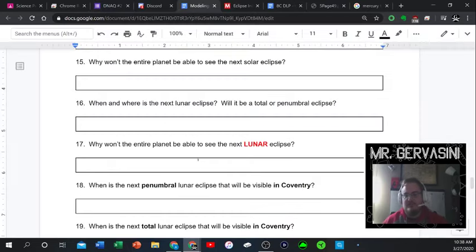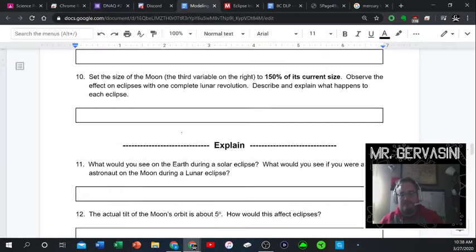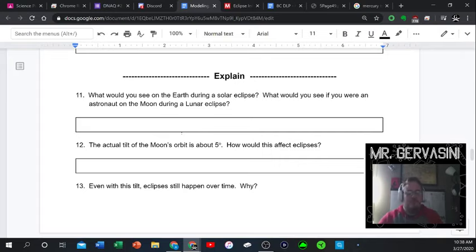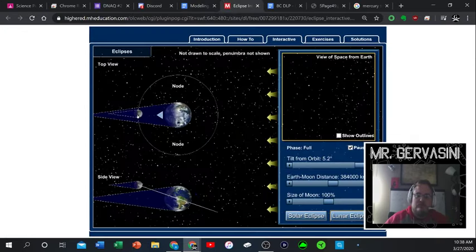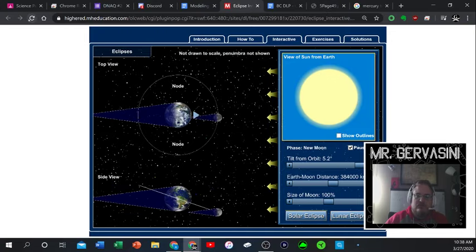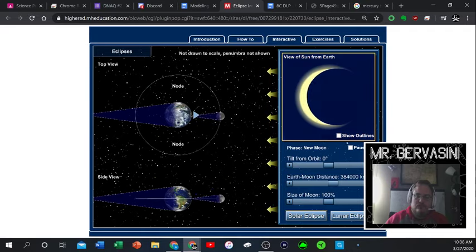Alright, modeling eclipses. So quick review of the explain and then jump down to number 14 through 17. Got to have that ready for Monday. Alright. 11. What would you see on the Earth during a solar eclipse? What would you see if you're an astronaut on the moon during a lunar eclipse? So during a solar eclipse, I gotta reset everything back to default. You would literally see what the simulator is telling you.